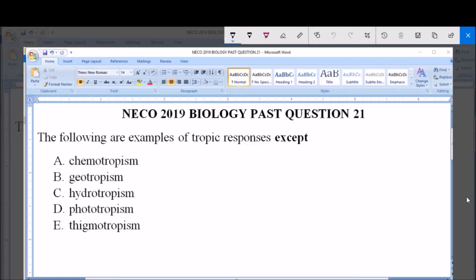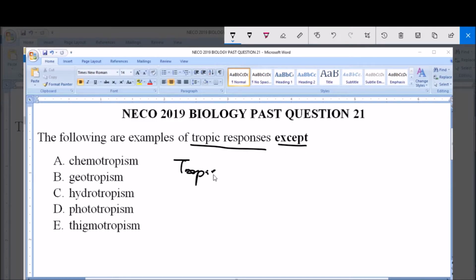I will be answering NECO 2019 Biology Past Question, question 21. The following are examples of tropic responses except: A. Chemotropism, B. Geotropism, C. Hydrotropism, D. Phototropism, and E. Thigmotropism. So we are asked what, for the examples of tropic responses, is the exception.